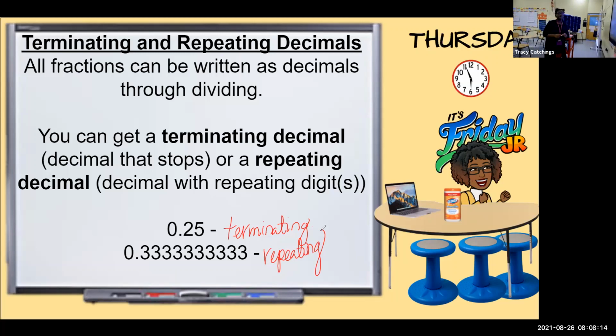One thing to remember about repeating, if it does repeat, we have to make sure we put a little repeated bar over the digits that repeat. So in this second example, we see that it has all these threes. So we would just write that as 0.3 with a bar over the 3, reminding us, hey, that 3 going on and on and on and on. Any questions about it?